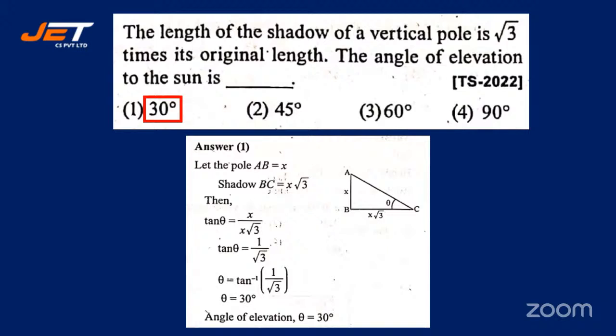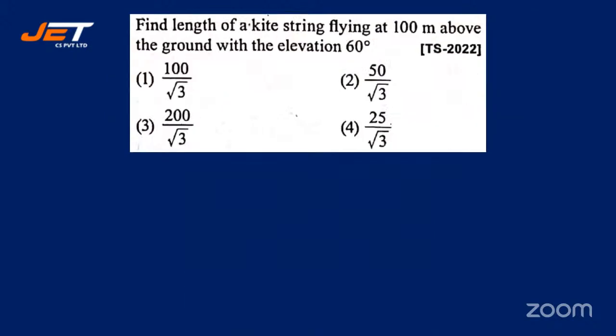So let the pole AB be x. So the shadow BC is x into root 3. So opposite side by adjacent side. So tan theta is x by x into root 3, which gives theta is equal to tan inverse of 1 by root 3. So tan inverse of 1 by root 3 means theta must be equal to 30 degrees. So the angle of elevation theta is 30 degrees. That's why your option 1 is right.